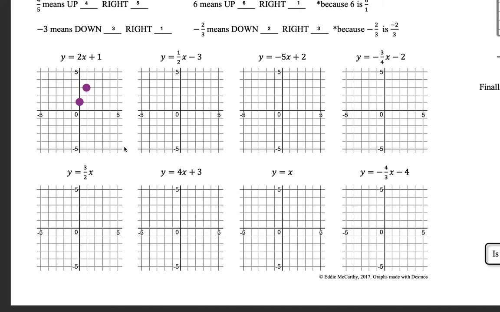And let's do at least one more. So we got to go up 2 and over 1. There we go. There's our line. So you can draw a line through it.